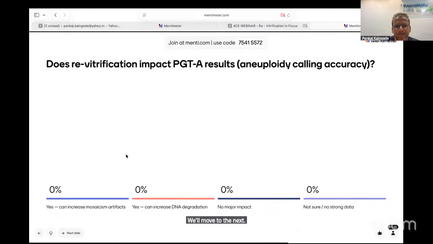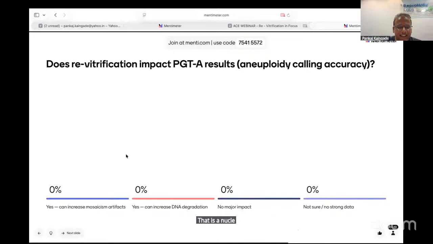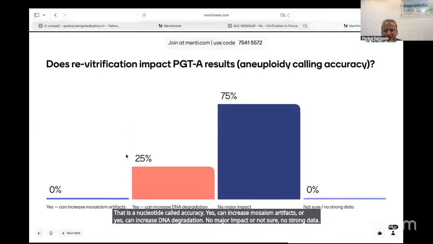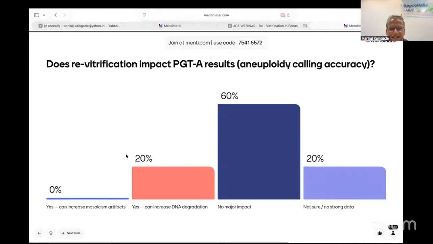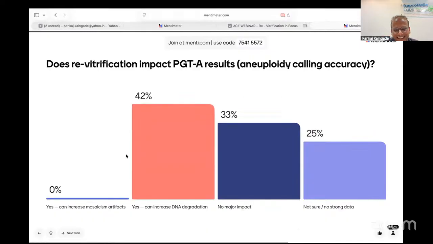This was my question: does revitrification impact PGT-A results, that is, aneuploidy call accuracy? Yes, it can increase mosaicism artifacts, or yes, it can increase DNA degradation, or no major impact, or not sure, no strong data. It is 50-50 for all. The major answer was yes, it can increase DNA degradation.